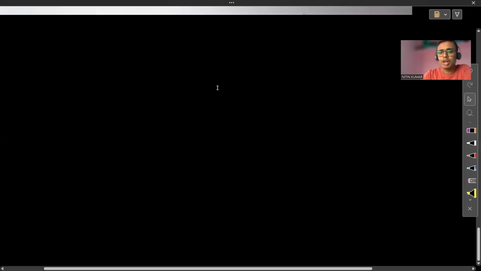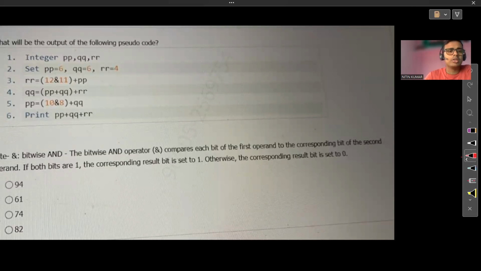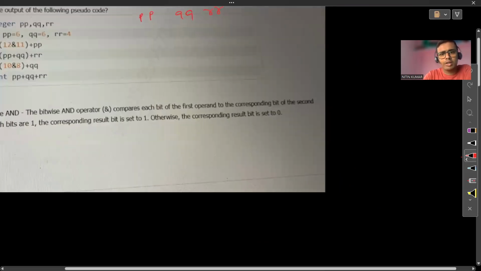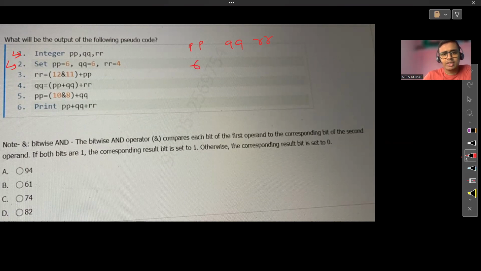Our first problem that we are going to solve is this. Here a pseudocode is written, and now we are going to solve it. In the first line itself, three integer variables are given: pp, qq, and rr. The initialization of all the variables is given: pp is initially assigned 6, qq is initially assigned 6, and rr is initially assigned 4.